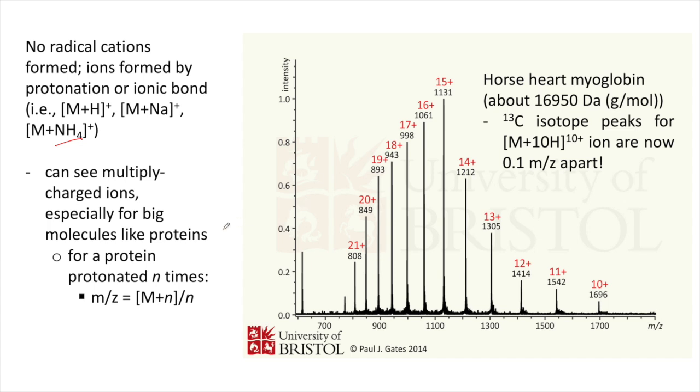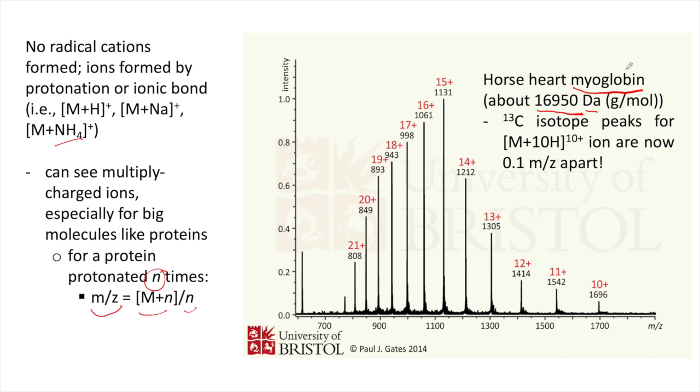For lots of compounds, like if I have a protein protonated some number of times, I have to actually do math to calculate what my mass to charge ratio is. Right? It's going to end up being M plus n divided by n. So for instance, here is horse heart myoglobin. It's about 17,000 grams per mole, or Dalton. Dalton's another way to say grams per mole.